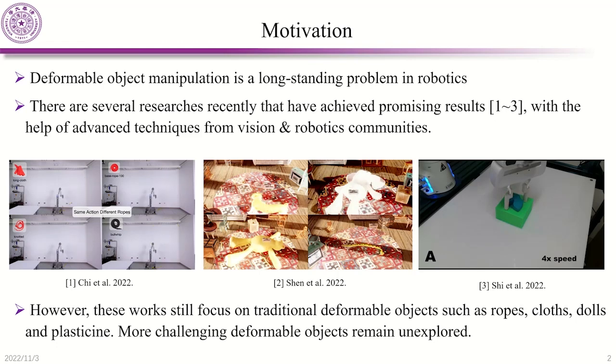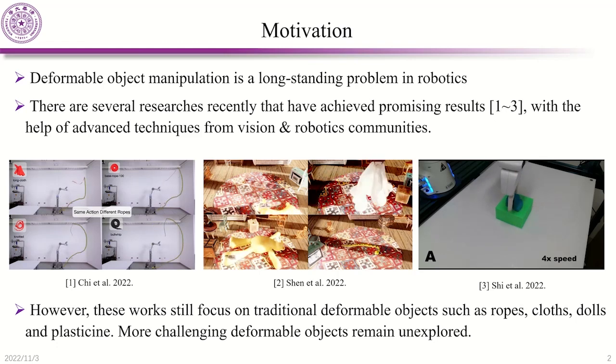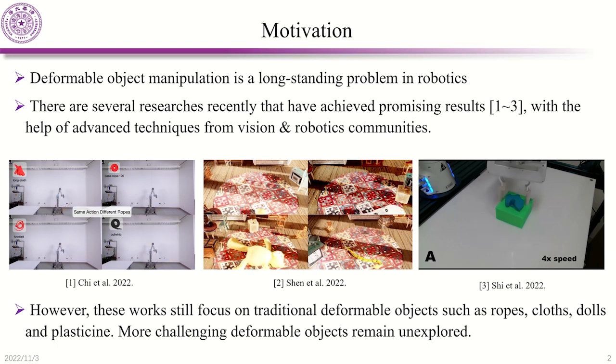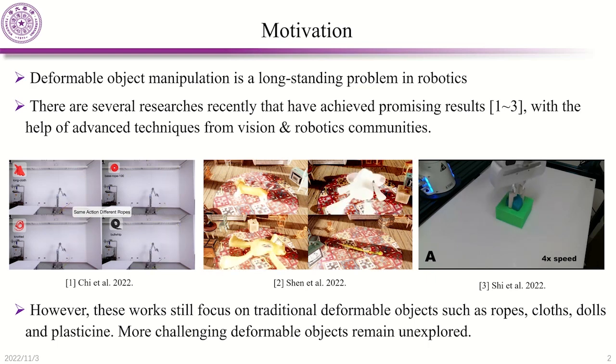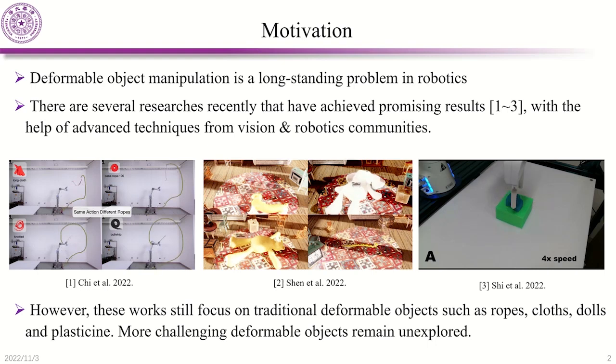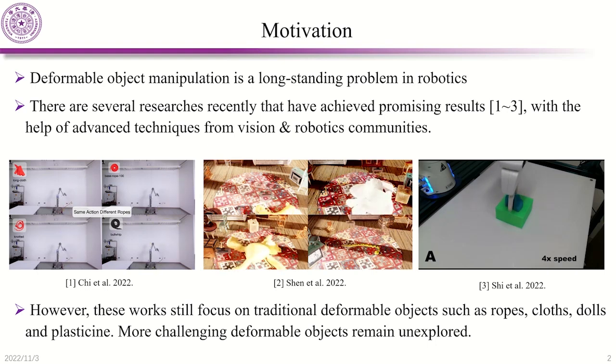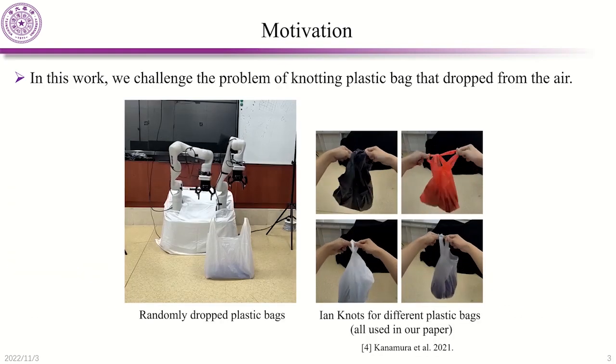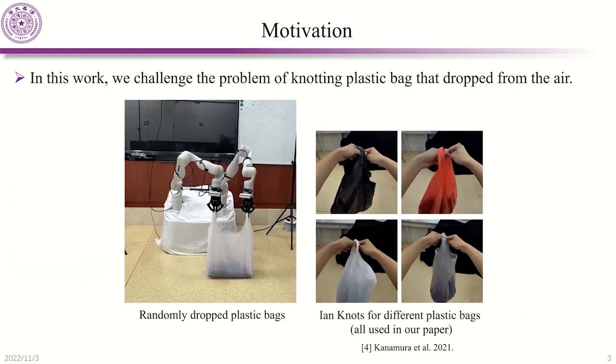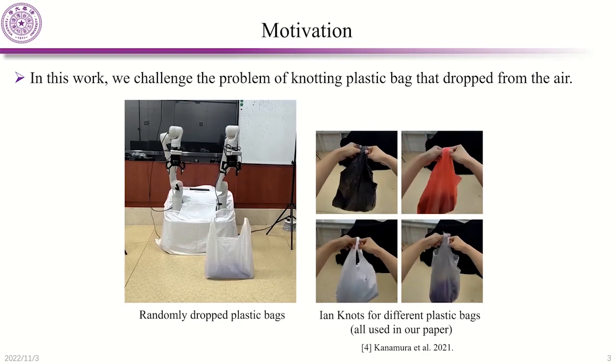Deformable object manipulation is a long-standing problem in robotics, and several researchers recently have achieved promising results with the help of advanced techniques from computer vision and robotics. However, these works still focus on traditional deformable objects such as ropes, clothes, doughs, and plastic. More challenging deformable objects remain unexplored. In this work, we tackle the problem of knotting plastic bags that are dropped from the air.